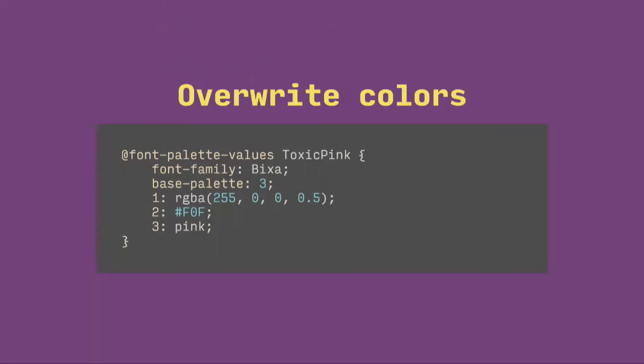But here's the fun part. You can override the colors in one of those. So if I want, instead of toxic green, I want toxic pink, I can just take the base palette that was toxic green and override all the colors, like red, half transparent, that's the first color, and then RGB, that's purple, the second one, and the third one will be pink.